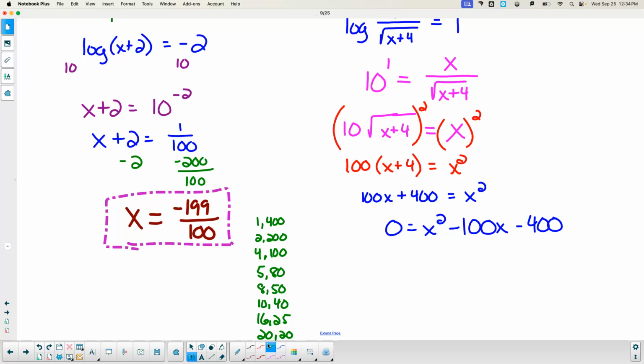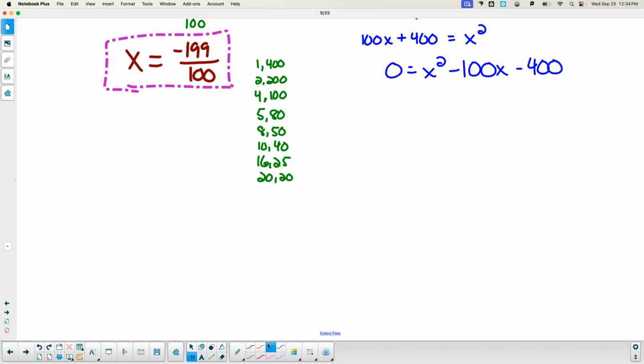Okay. Now Mia's really over it. Is that why you were over it? Because it wasn't factorable? Okay, well, it's not factorable. Okay. Now you're more over it?